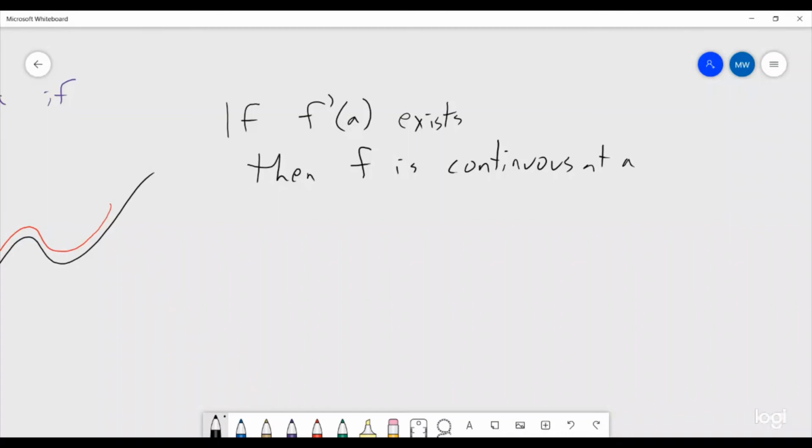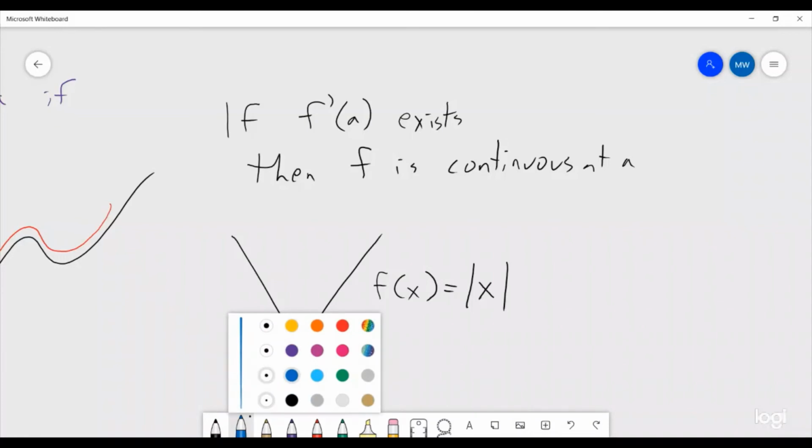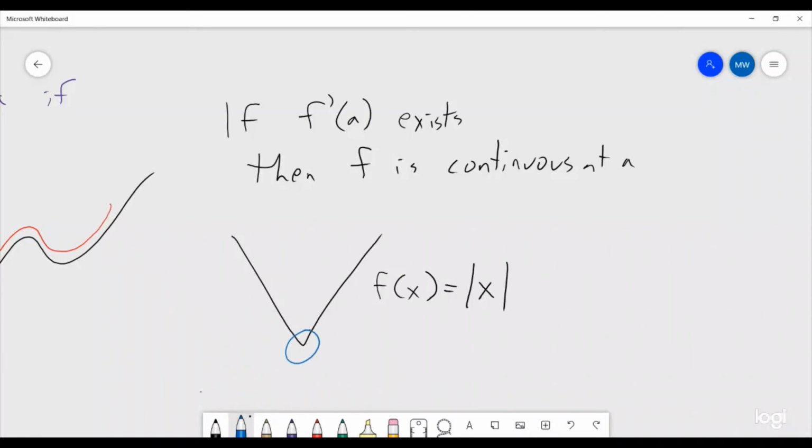However, the reverse direction does not hold. For example, the graph f of x equals the absolute value of x. This is a continuous function, but it is not differentiable down here at this corner. The derivative does not exist at that cusp or corner.